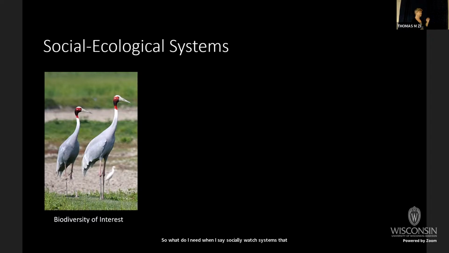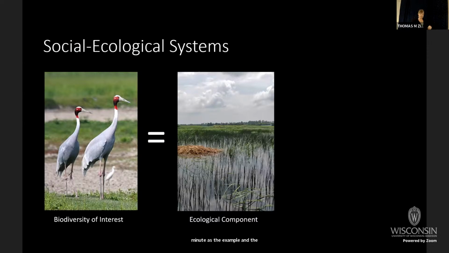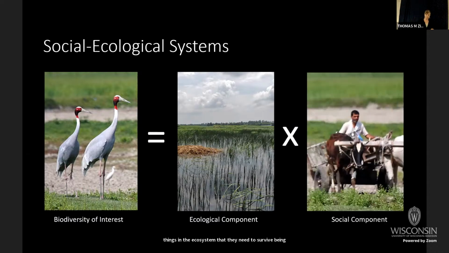That term refers to, in this case, having some kind of conservation interest, in this case, specific species. We're going to take these cranes for a minute as the example. And the conservation of that species depends on an ecological component, which is the things in the ecosystem that they need to survive being intact and functioning in the way that they need them to.